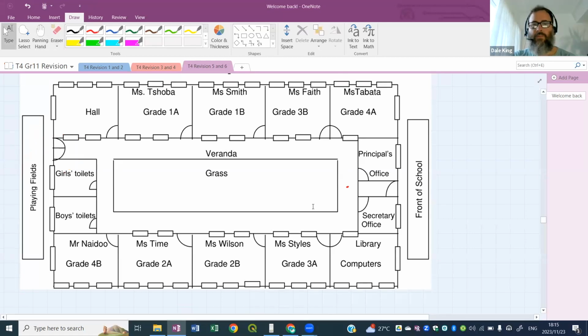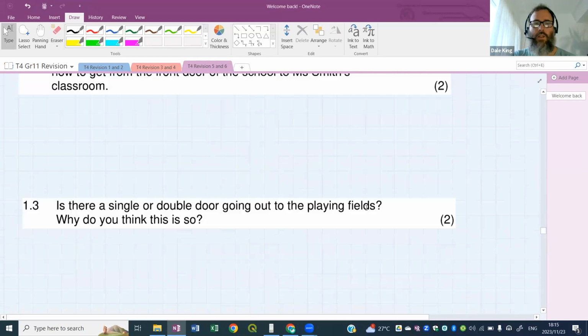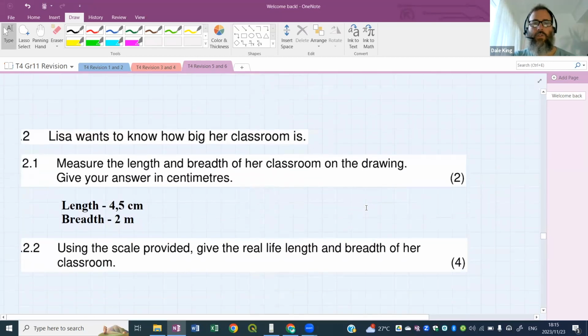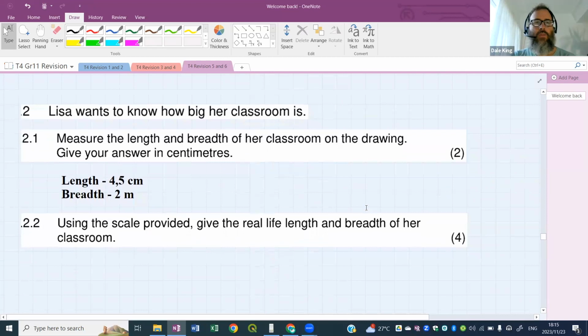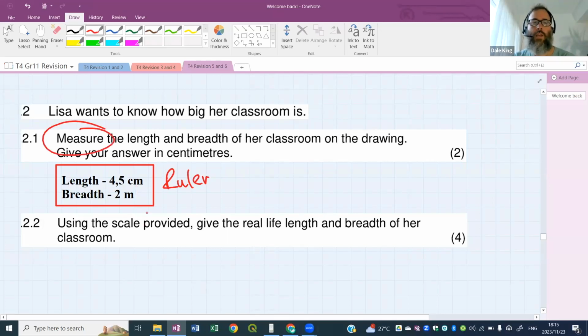All right. Excellent. Let's move on to the next one. Question number 2. Here we go. Lisa wants to know how big her grade 1 classroom is. Measure the length and breadth of a classroom on the drawing. Give your answer in centimeters. Now, obviously, you can't measure this. I've done it for you. So I've given measurements here. And obviously, these measurements are with a ruler. So when they say measure, you're using a ruler here.